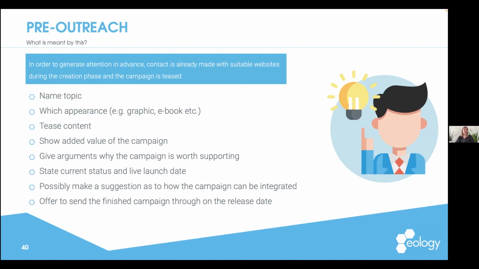Well, what is a pre-outreach? It's in order to generate attention in advance. Contact is already made with suitable websites during the creation phase, before the campaign is finished. Before the ebook is finished, when the ebook is still in the writing process, we just make contact with website webmasters. So we contact the websites and tease the content, show them what they can have, show them the added value they can have. And we name the topic. We tell them which appearance it's going to be, like a graphic, an ebook, white paper, whatever. We even give arguments why the campaign is worth supporting, why they should link to it. We get to the arguments a little later. And we also tell them the current status and the launch date of the campaign.